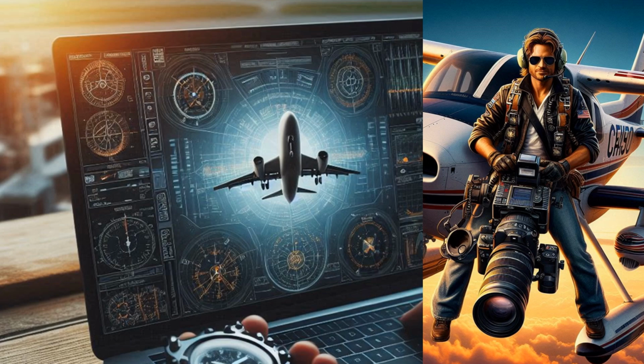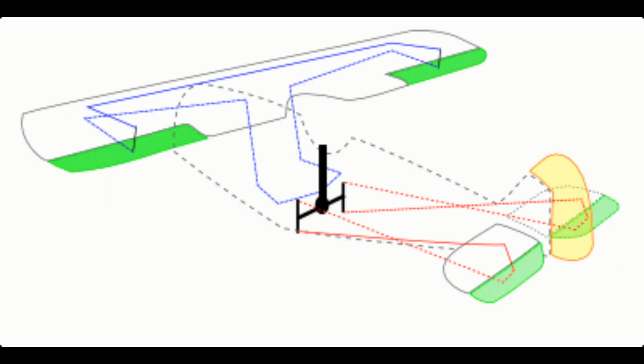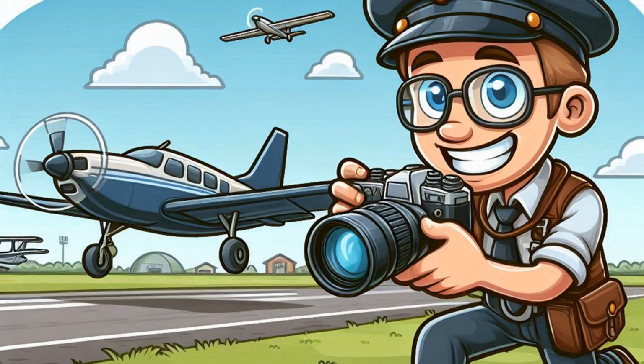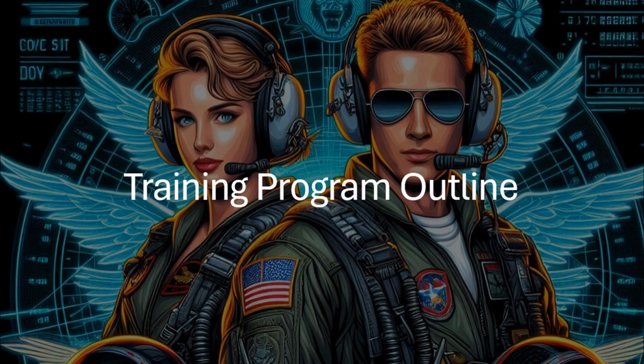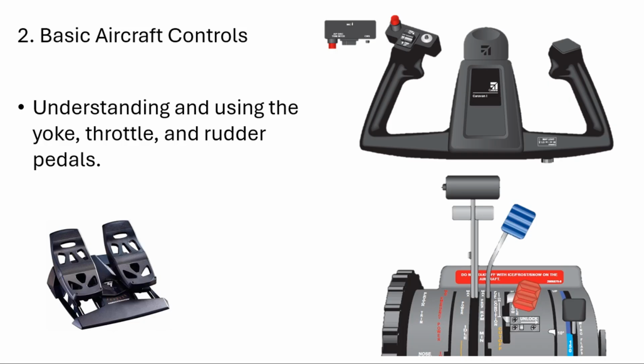Through a series of detailed modules, you will learn about the fundamental aspects of aircraft operation, from basic controls to advanced navigation and landing procedures. Our goal is to empower you with the capabilities to handle this critical situation effectively. Training Program Outline. 1. Taking command of the aircraft. Initial steps to take control and ensure safety. 2. Basic aircraft controls. Understanding and using the yoke, throttle, and rudder pedals.